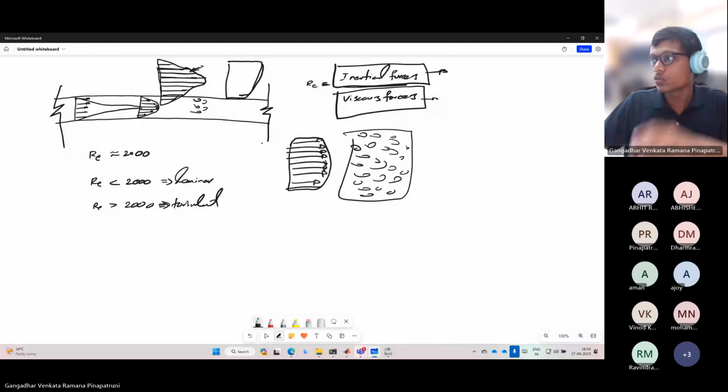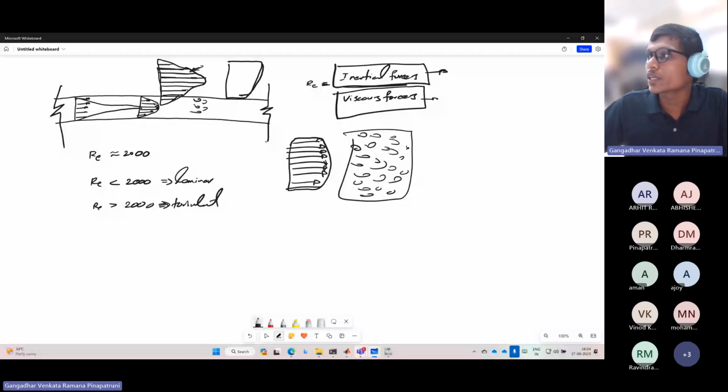Okay. If you are still not clear and want more details on this Reynolds number, we can discuss it one by one. But as we are running out of time, let me complete this concept today. So this is the Reynolds number.